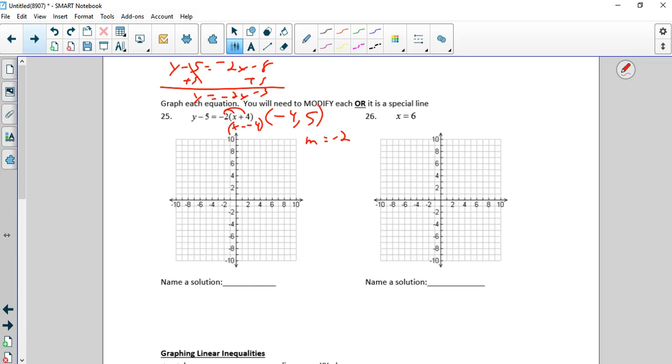So negative 4, positive 5 is right here. Slope of negative 2, which means down 2, right 1, or up 2, left 1. So I'm going to go down 2, right 1. Down 2, right 1, and so forth.